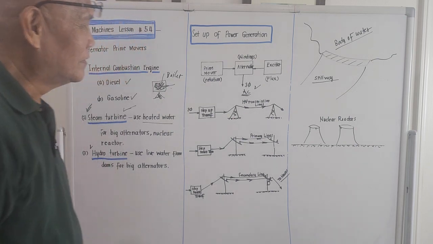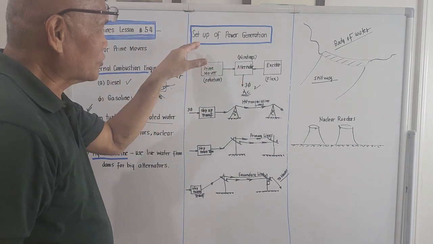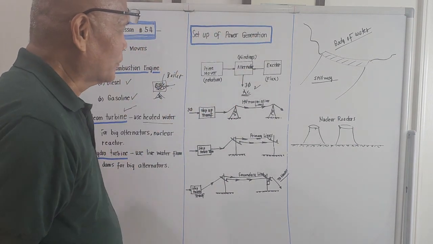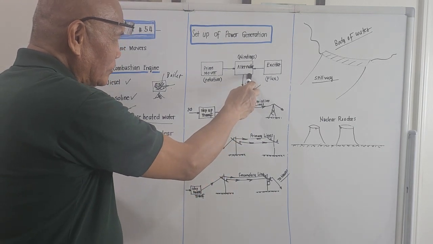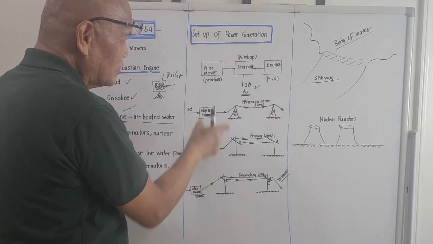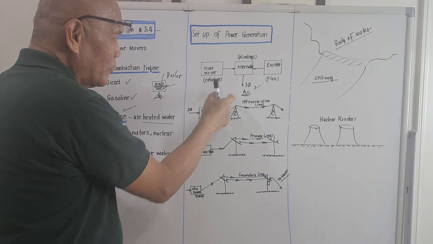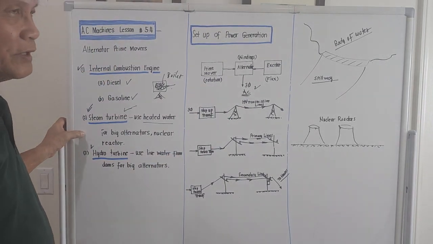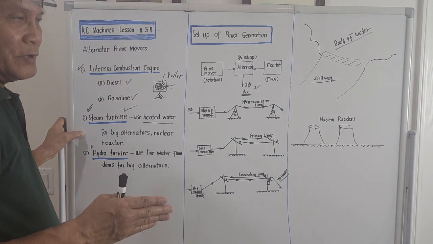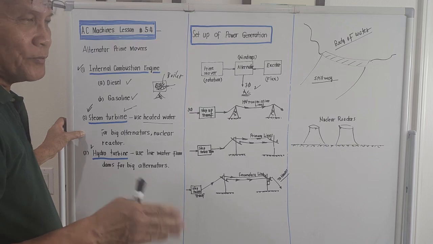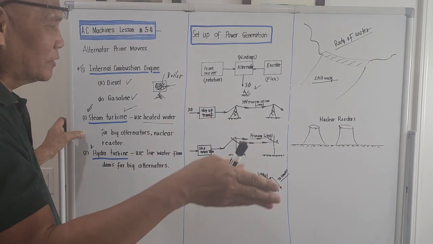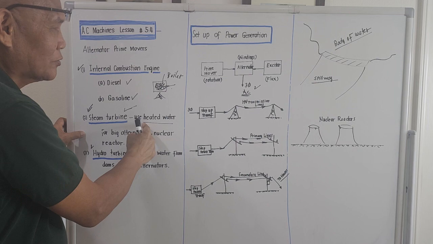So this is just a block diagram of the setup of power generation. This is the alternator, it has windings. This is the prime mover. The prime mover for number 2 is a steam turbine. The turbine rotates due to the heated water. That's why it uses heated water.